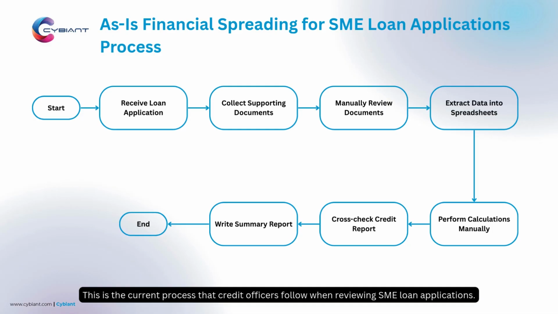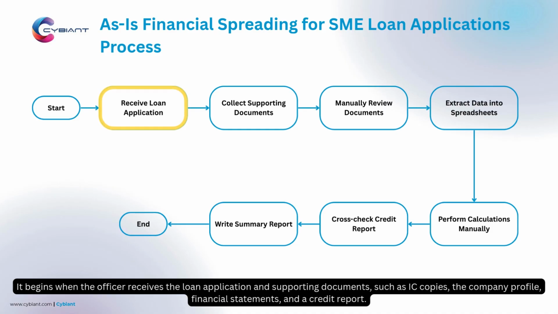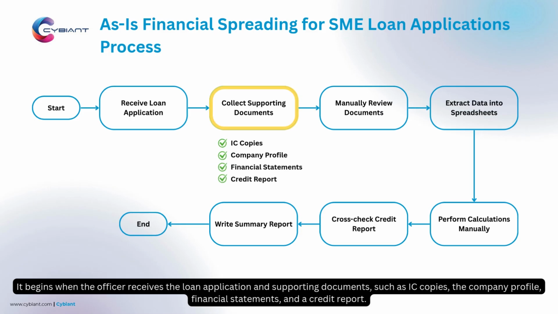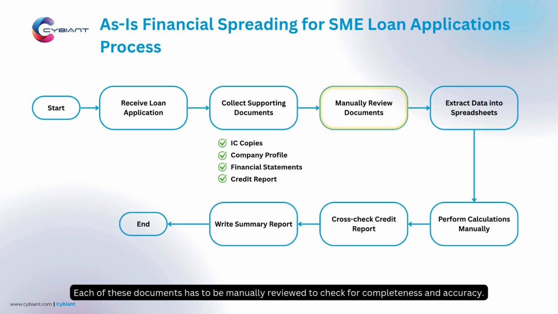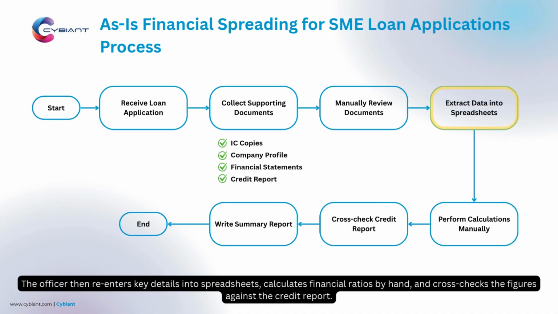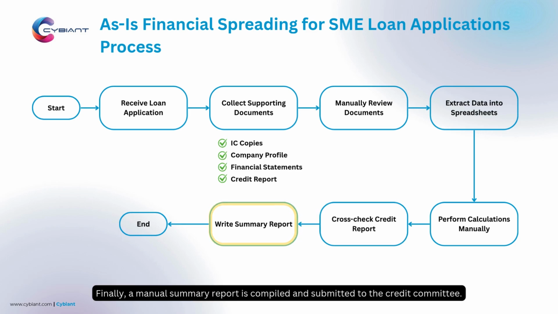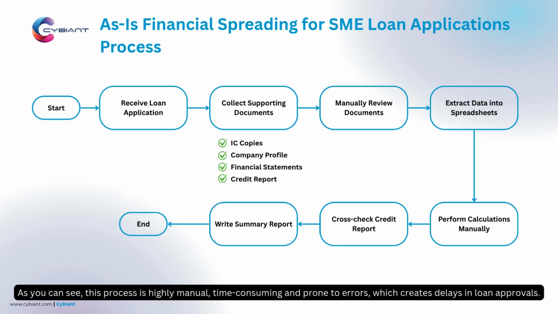a loan. This is the current process that credit officers follow when reviewing SME loan applications. It begins when the officer receives the loan application and supporting documents, such as IC copies, the company profile, financial statements, and a credit report. Each of these documents has to be manually reviewed to check for completeness and accuracy. The officer then re-enters key details into spreadsheets, calculates financial ratios by hand, and cross-checks the figures against the credit report. Finally, a manual summary report is compiled and submitted to the credit committee. As you can see, this process is highly manual, time-consuming, and prone to errors, which creates delays in loan approvals.